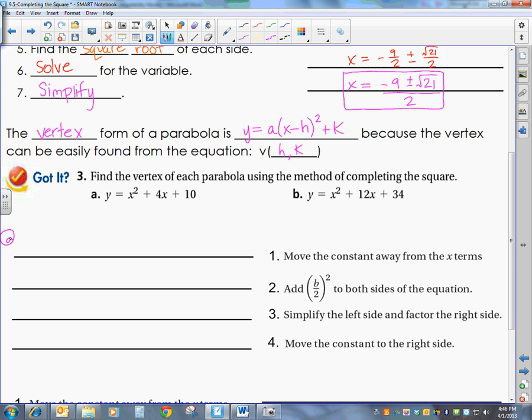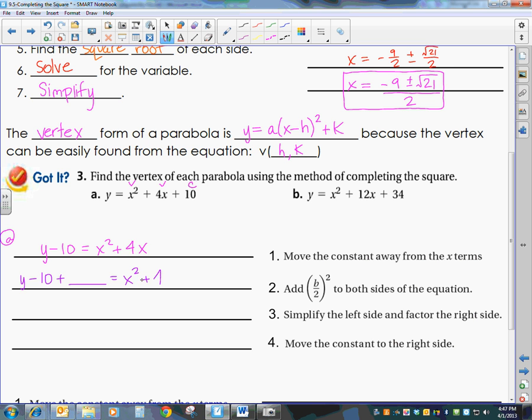So starting off with a, move the constant away from the x terms, okay? Remember that's my constant because it has no variables. We're going to have two variables in these problems, so that's why you're moving it away from your x terms. So when I take the 10 to the other side, hopefully you realize that it becomes negative because we've subtracted. Okay, step 2 says add b over 2 squared to both sides of the equation. So this is where I put my parentheses in, so I remember that I have to do it to both sides.